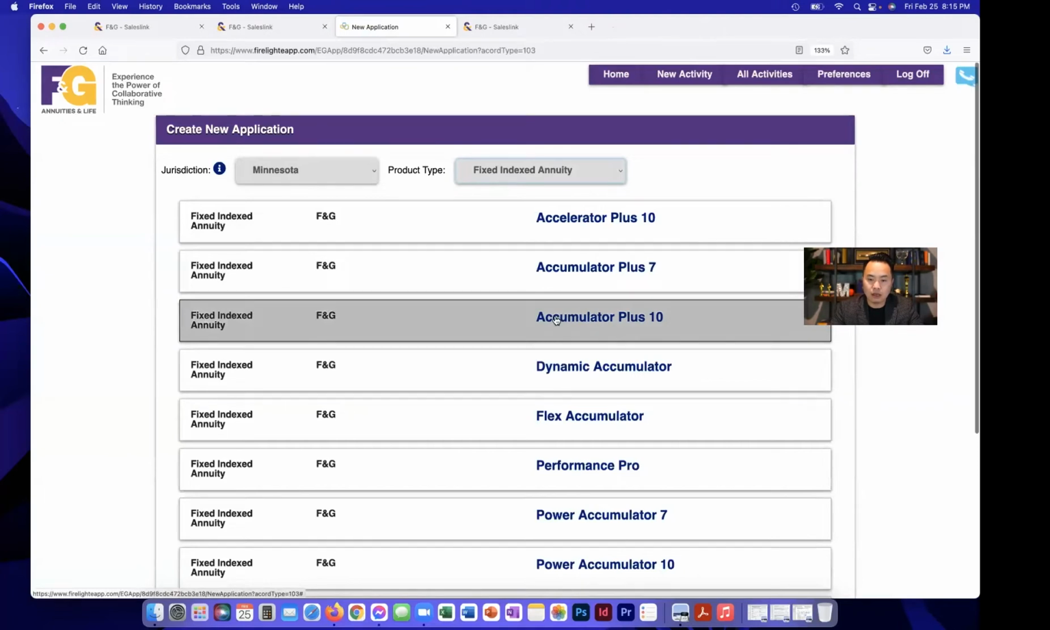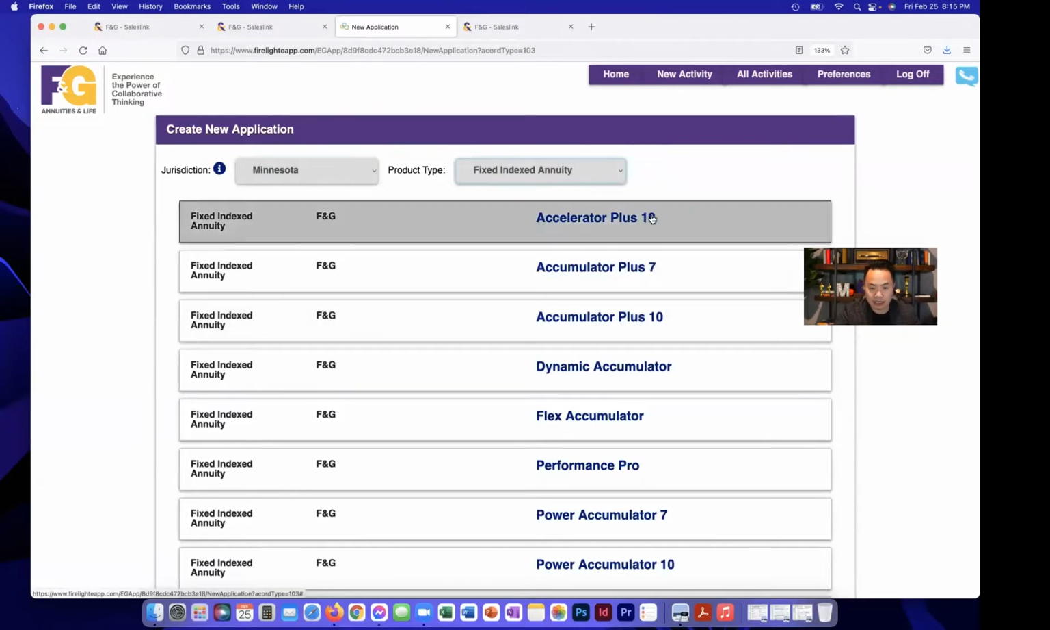Okay, accumulator plus 10 for younger people that are putting their money in there to grow. Okay. For the older people that are ready to use the money right away for immediate payout, then you want to use the accelerated plus 10.